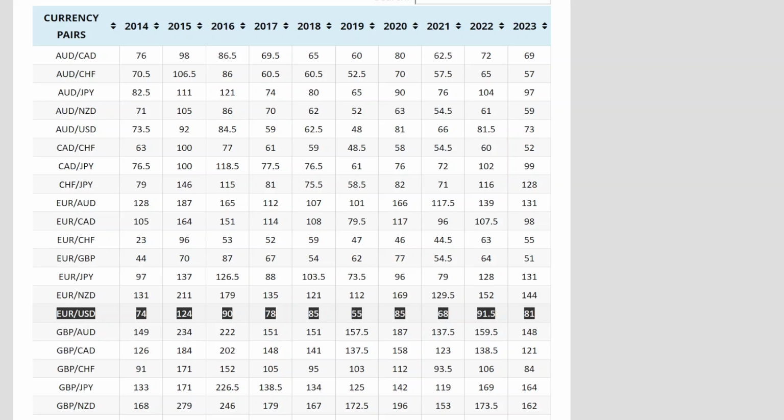So now let's move on to our current years. In 2021, Euro USD moved 68 points per day. In 2022, price moved 91.5 points per day. And in 2023, price moved 81 points per day.